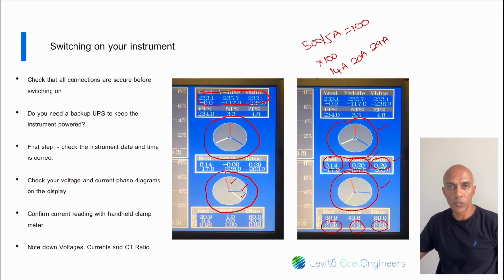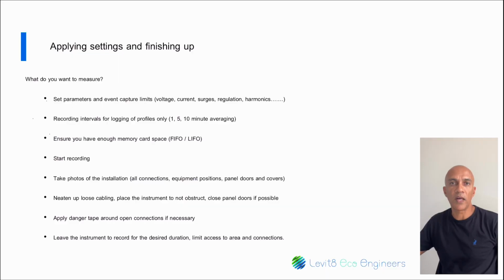One other thing also, write down these currents. So when you're starting your measurement, when you are going to start recording, write down the currents that you have measured and write down the voltages that you have measured. Now you can go ahead and start setting up other parameters, such as what you want to measure and the limits you want to set for each parameter.